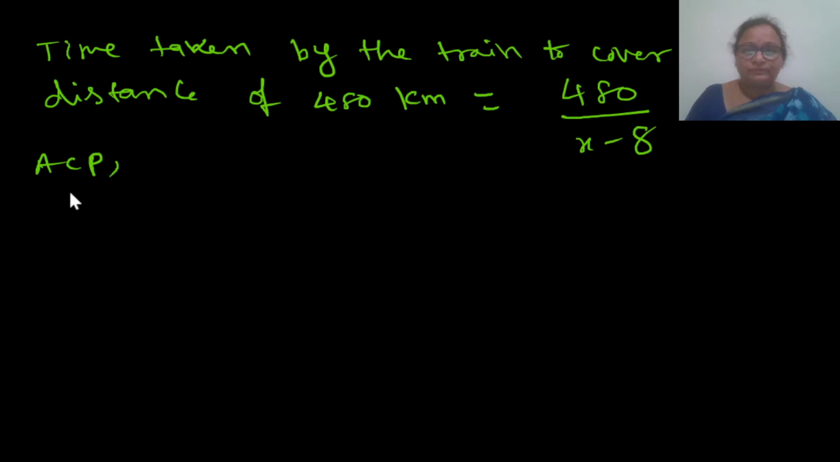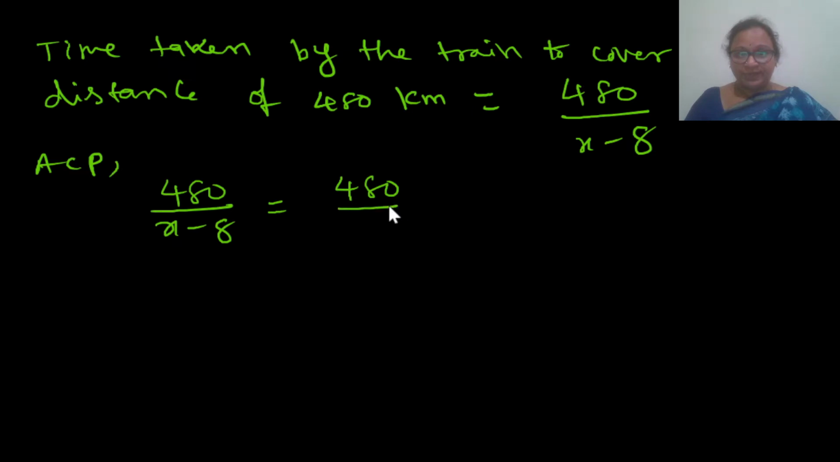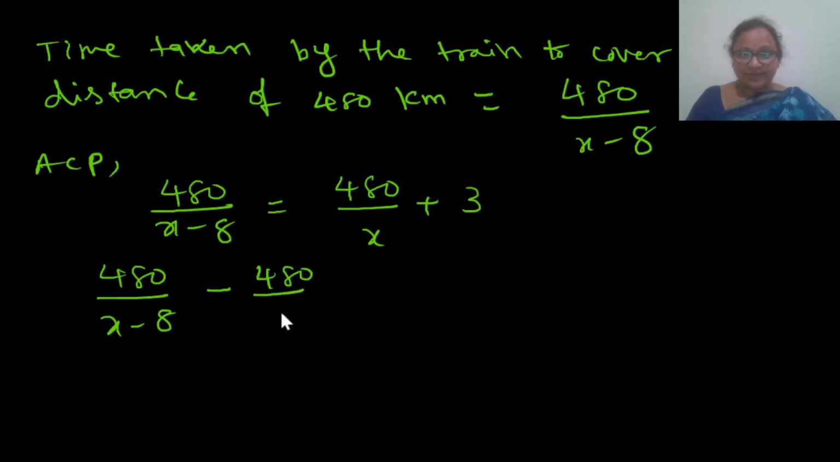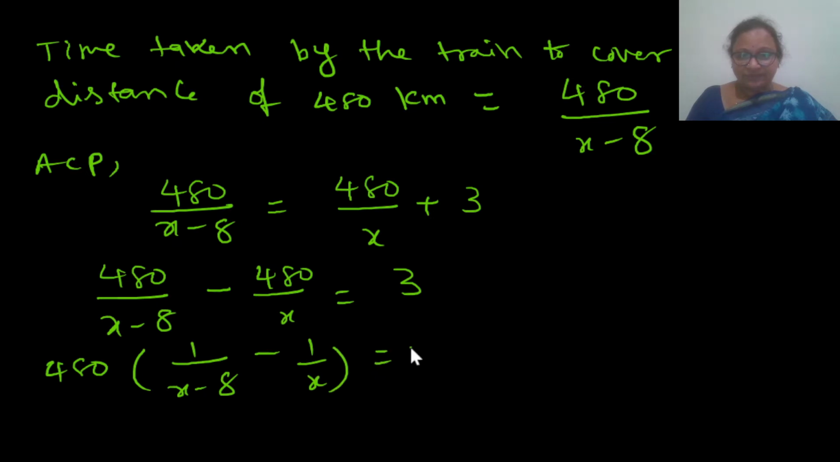According to the problem, 480 by x minus 8, if the speed is 8 kilometers less, then it would have taken 3 hours more. So 480 by x plus 3. Then 480 by x minus 8 minus 480 by x is equal to 3. 480 take as common factor. 1 by x minus 8 minus 1 by x is equal to 3.